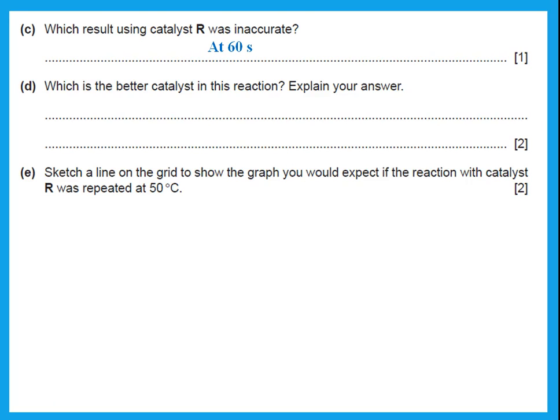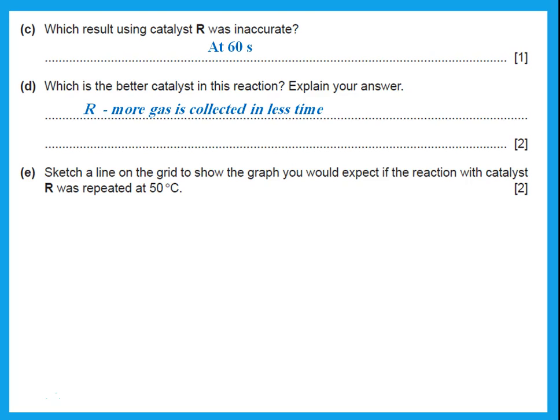Which is the better catalyst, R or S? Remember, we said the better catalyst is the one that will make the reaction faster, and the one that has a faster reaction is the one in which the graph is steeper. So R. Now why is that? Because there is more gas collected in less time. When the graph is steeper, let's say in 1 minute, the amount of gas collected in 1 minute in R is much more than in S. So more gas is collected in less time.